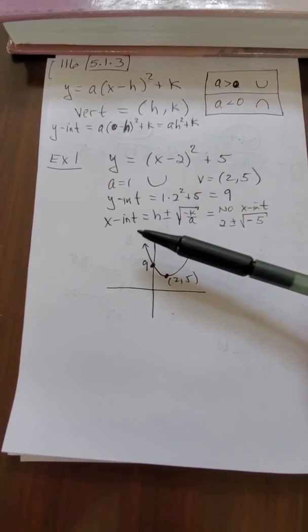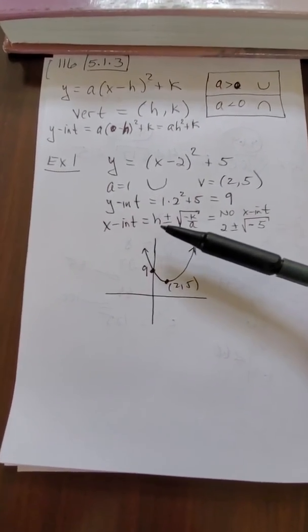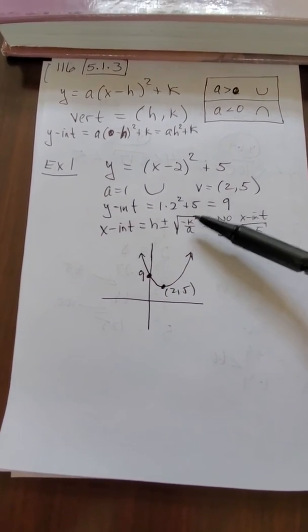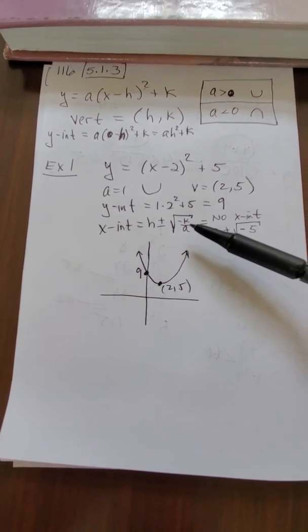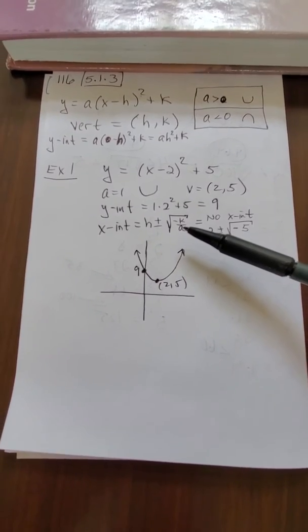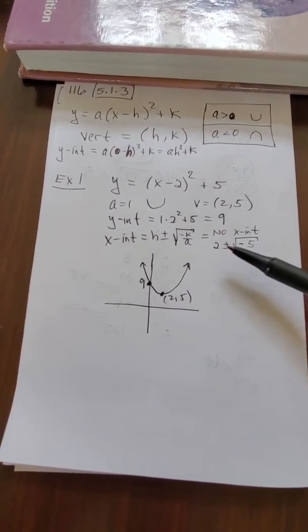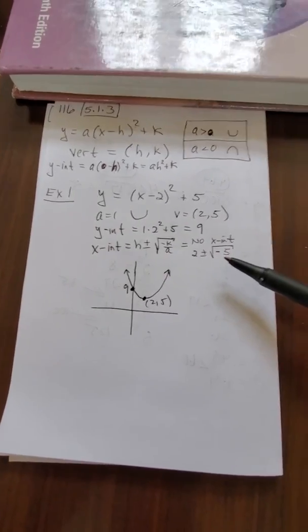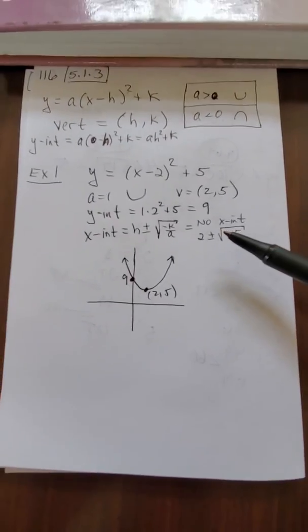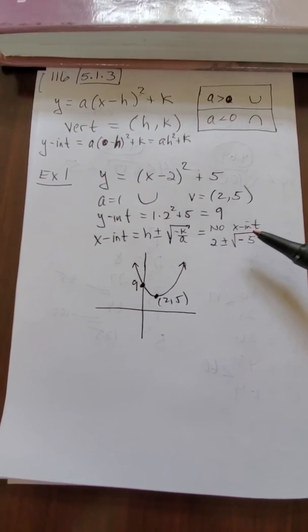And the x-intercept is going to be h plus or minus the square root of negative k over a. And I'll let you figure out how I got that. You set y equal to 0 and solve for x. Anyway, we get 2 plus or minus the square root of negative 5. And negative 5, as you know, is not a real number. So that means there's no x-intercept on the graph.